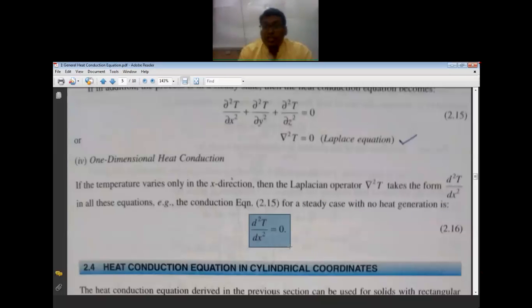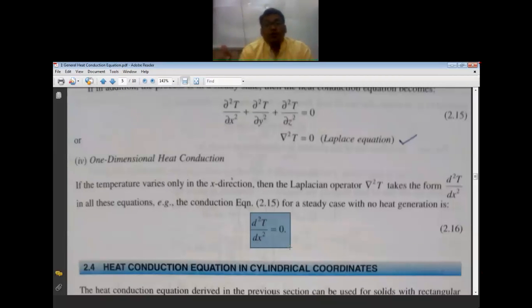So understanding this equation is essential. When does this equation come? Only in one direction, for steady state, and when there is no heat generation. Means three conditions are there: one dimensional, steady state and no heat generation. So I get the reduced form of the general heat conduction equation, delta square T upon delta x square, which is equal to 0. And most of the problems, we are going to use this equation.